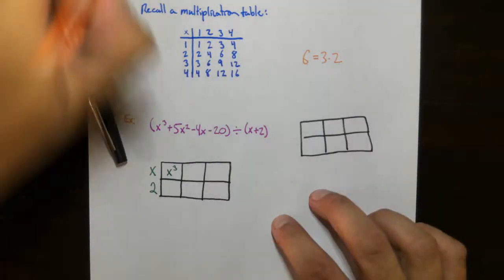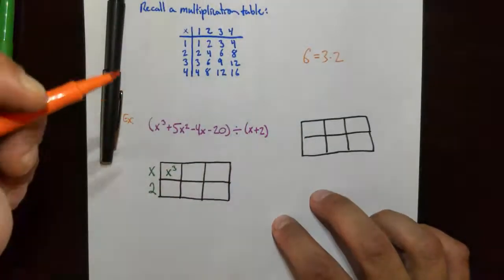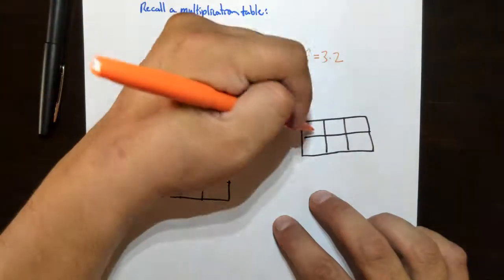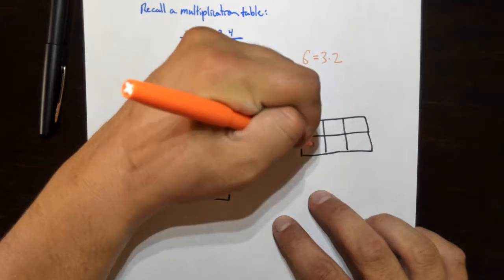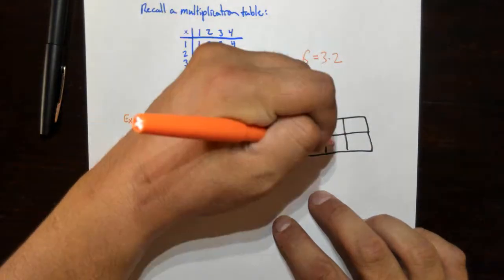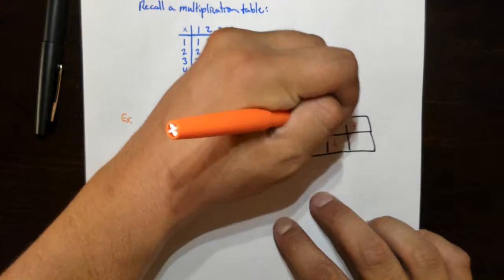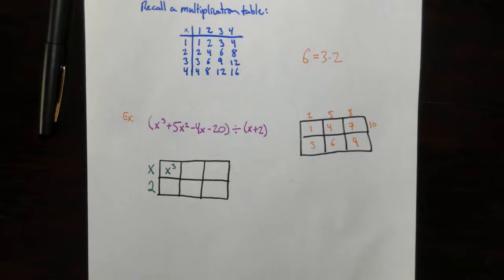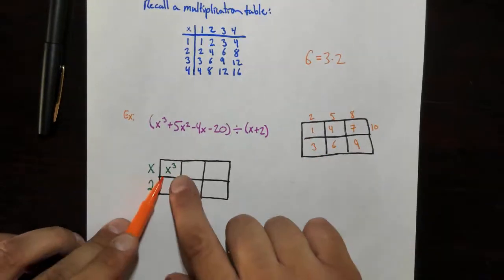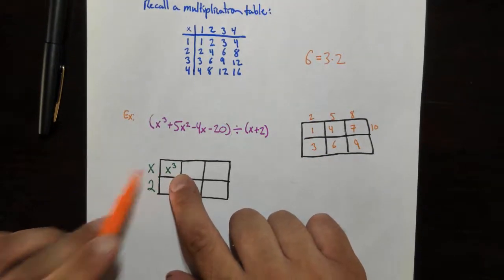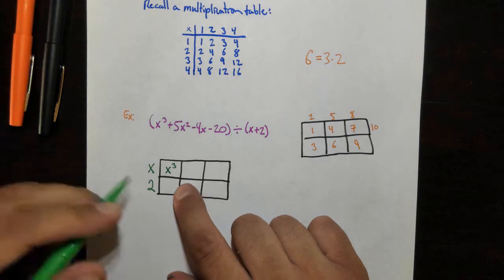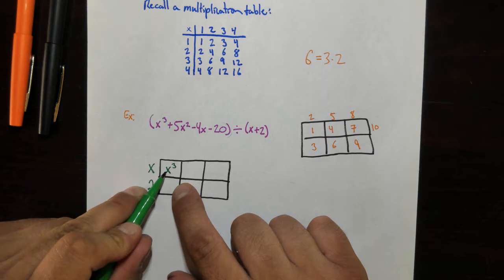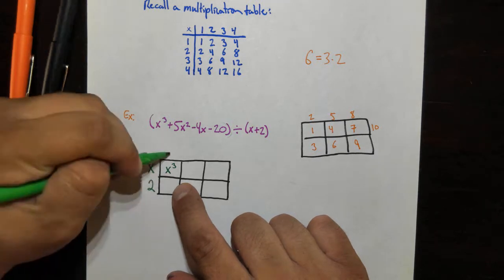I'll just write it so we have this reference. 1, 2, 3, 4, 5, 6, 7, 8, 9, and then 10 if we need to. So this is the order that we're going to be filling it in. So we already have our first one here, and it's going to work like a multiplication table. So let's ask ourselves, x times what gives me x cubed? Well, that's going to be x squared.